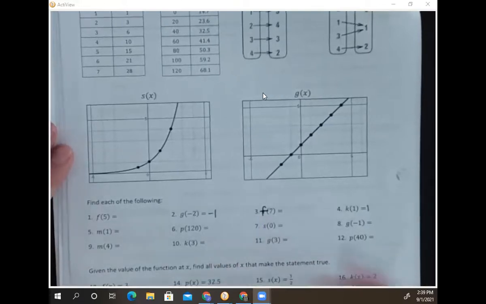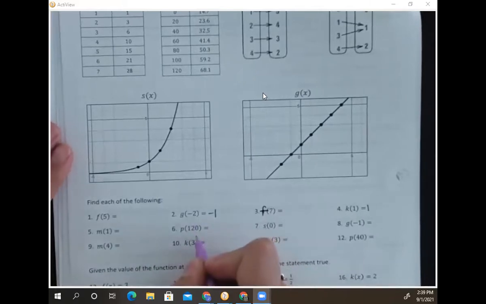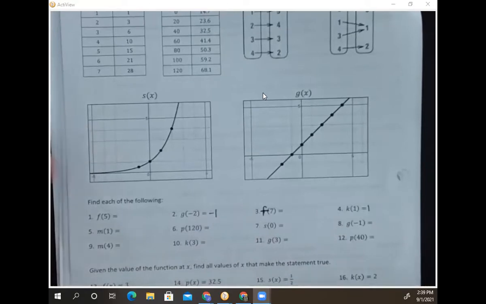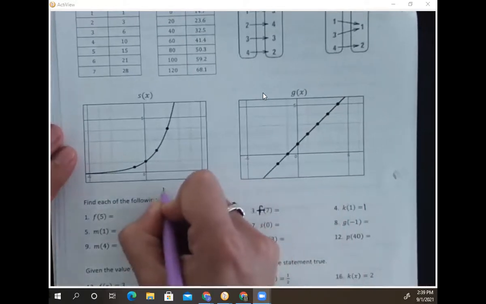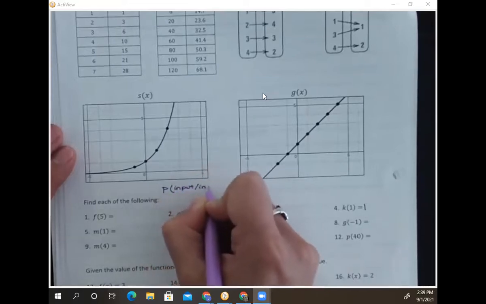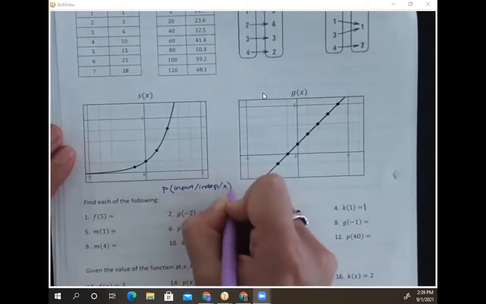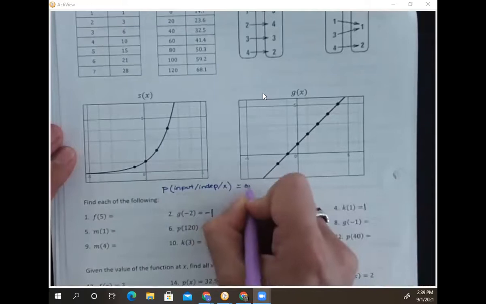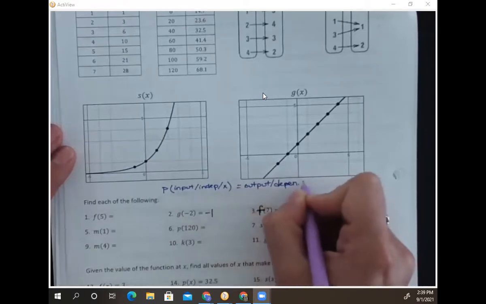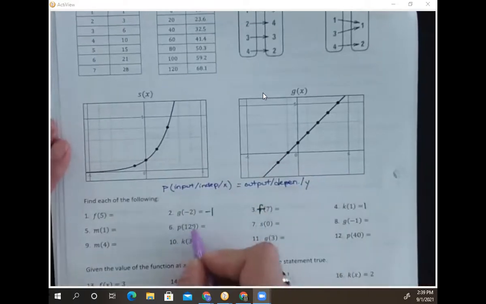So we did 2 and 4 together yesterday. Let's take a look at 6. P of 120. Remember that function notation starts off with whatever I named my function. So we name them with a letter. So P is just telling me which function I'm talking about. And then that stuff in parentheses is the input, or the independent variable, or the X value. And then it equals the output, or the dependent variable, or the Y value. So I've got the X, I want to know what Y it gives me. If I put this X in, what Y do I get out?